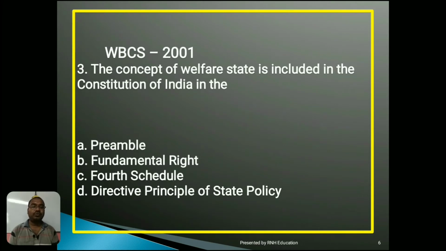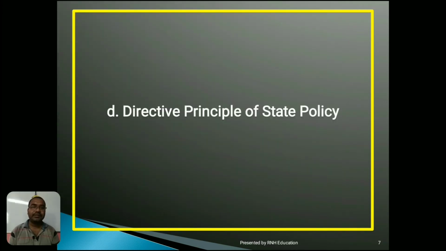It was asked in 2001. The concept of welfare state is included in the Constitution of India in the, options are A, preamble, B, fundamental right, C, fourth schedule, and D, directive principle of state policy. Going to the answer. The answer is D, that is directive principle of state policy.